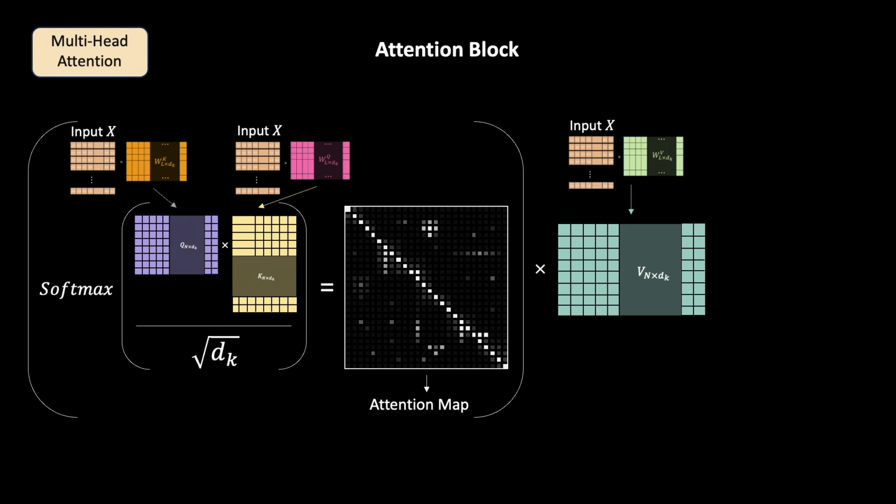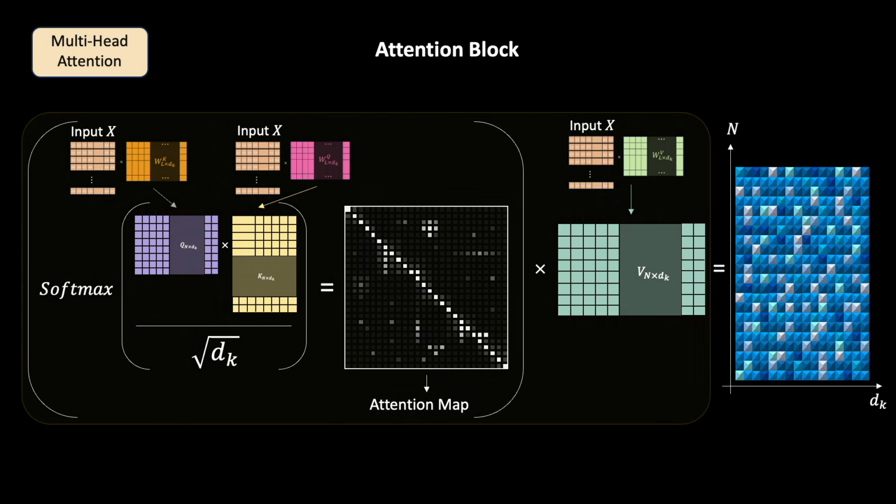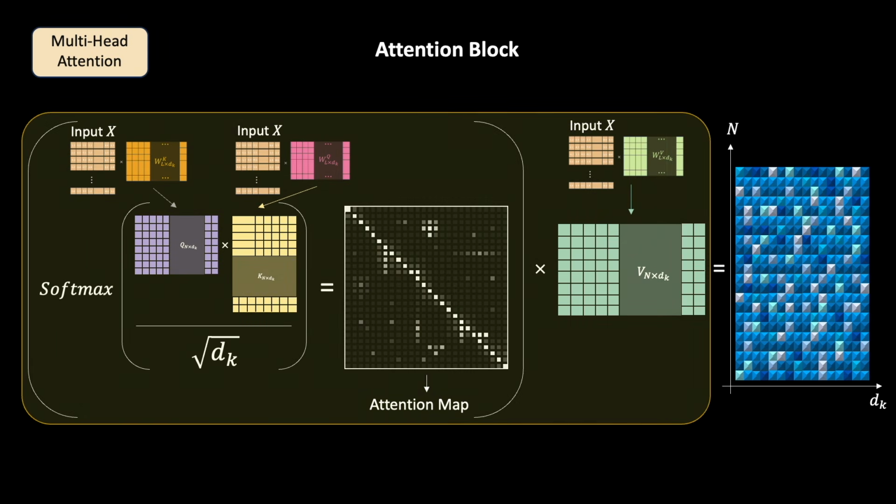Finally, we multiply the attention map by the value matrix to get our output, which has a size of n, the number of tokens, by dk, the number of features per head. I've linked the previous video on the attention mechanism above if you want to have a deeper look at these individual components. So that was just a single attention head.